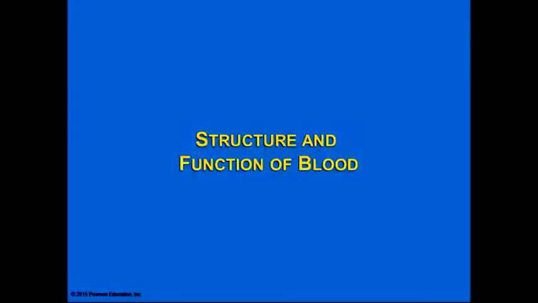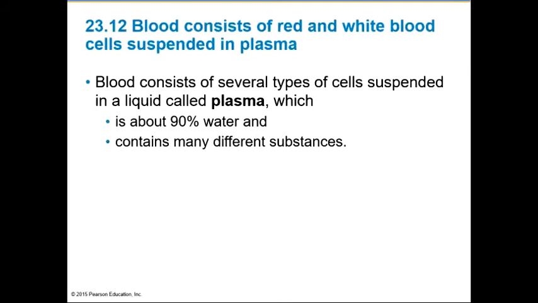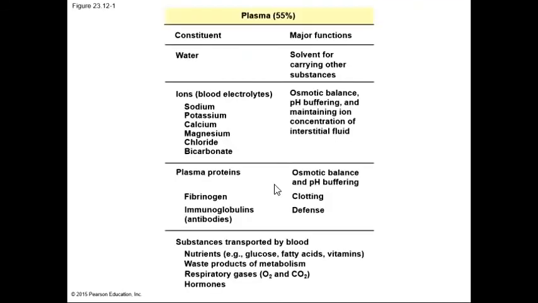Alright, let's talk about the structure and function of blood and wrap this up. Blood is a fluid connective tissue: extracellular matrix, plasma, and several different types of cells. Plasma is mostly water and dissolved ions, proteins, sugars, buffers. The plasma makes up 55% of the blood, which is mostly water, salts, buffers, proteins, nutrients, gases, waste products, hormones.